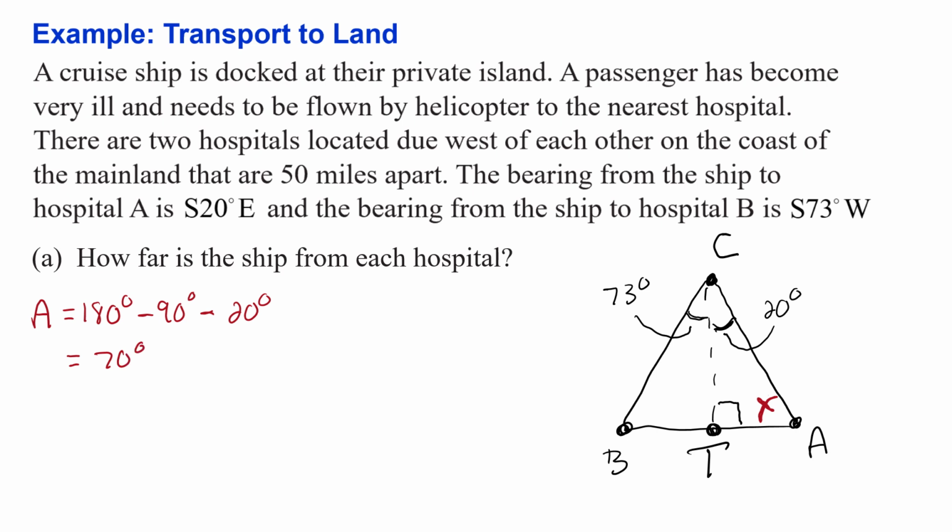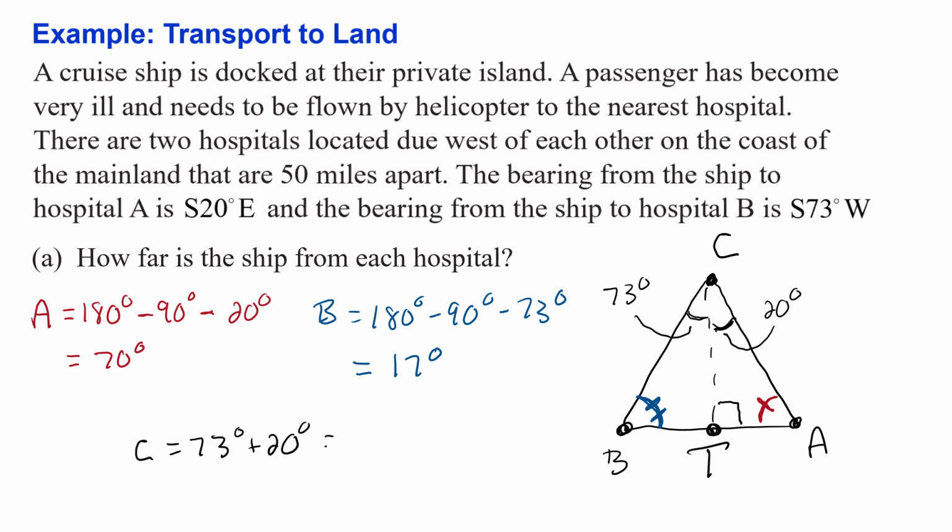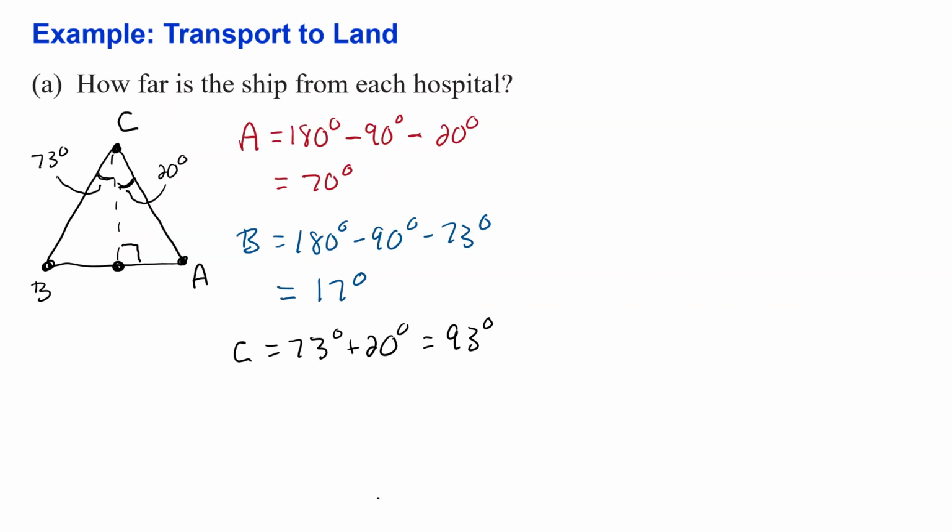Angle B is inside of triangle BTC. Angle BTC is 90 degrees and angle TCB is 73 degrees. Therefore, angle TBC, which is angle B, will be 180 degrees minus 90 degrees minus 73 degrees, which equals 17 degrees. Finally, let's note that angle ACB, which we will call angle C, is 73 degrees plus 20 degrees, and that's 93 degrees. So now that we have the three angles, let's note that side C is given in the problem as 50 miles.